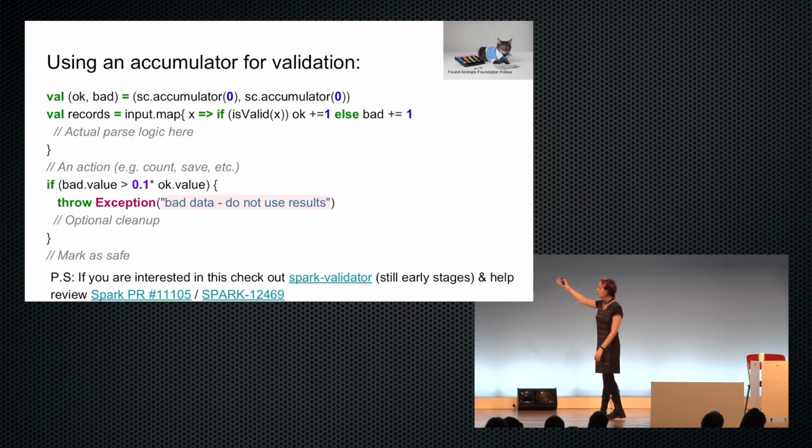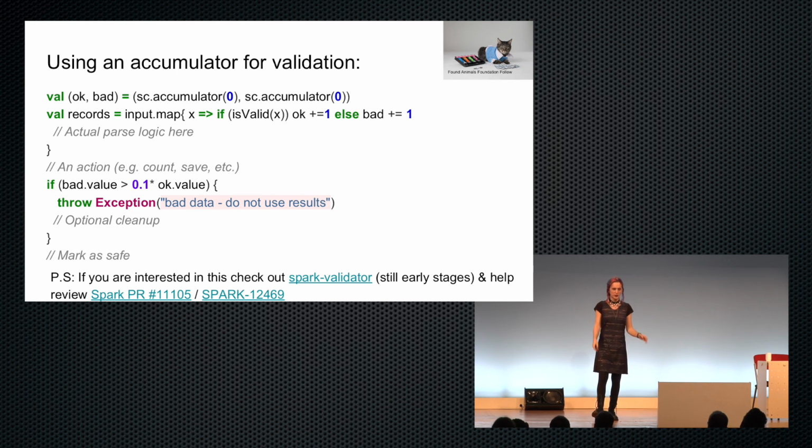So this is a really simple example where we create 2 accumulators, and we keep track of the number of things that we're throwing out. And we say, if bad.value is higher than 10% of our OK value, stop. We don't want to use our results in production.